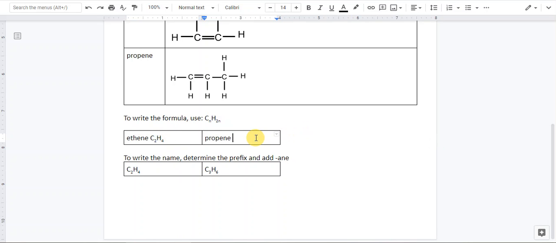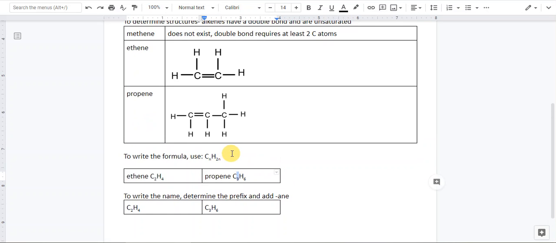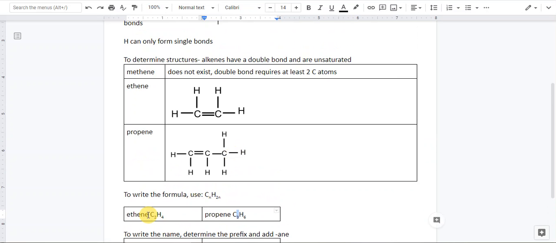Let's try that for propene. Prop means C3, and ene means I'm just going to double the number of carbons. So it's C3H6. Now I can go back to my original structures and compare. Did ethene have C2H4? Yes, it did. We built that right. Was propene C3H6? 3 carbons, 6 hydrogens. It's perfect.